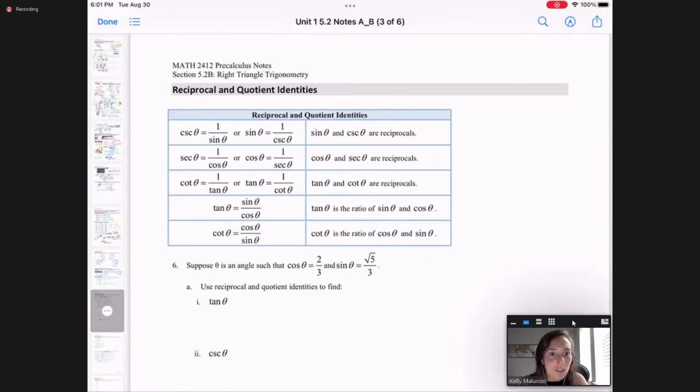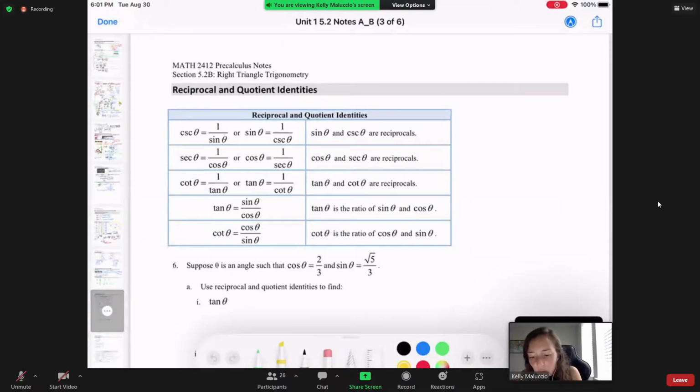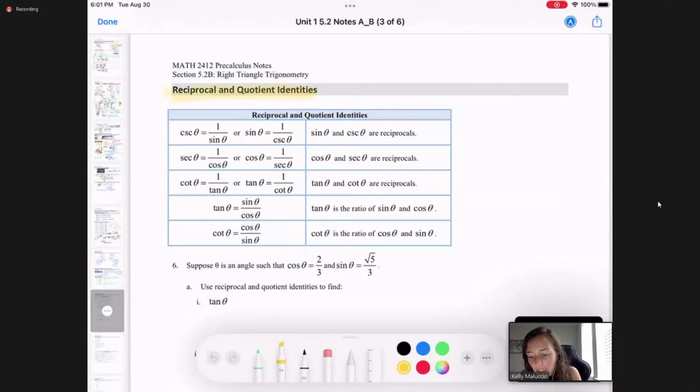Okay, cool. So for this, I'm just going to talk through some things. Here we can see we're talking about reciprocal and quotient identities. We talked about sine, cosine, tangent, and then cosecant, secant, and cotangent. Cosecant is 1 over sine, or you can reverse it. Secant is 1 over cosine, cotangent is 1 over tangent. And this says tangent is sine over cosine and cotangent is cosine over sine. So this is just kind of a table for you.